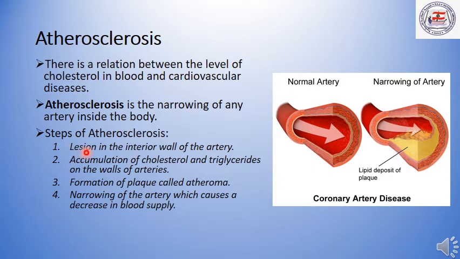First, there's a lesion in the interior wall of the artery. 2. There's an accumulation of cholesterol and triglycerides on the walls of the arteries, as you can see in the picture on the right. 3. There's a formation of a plaque called atheroma. The accumulation leads to the formation of a plaque, and this plaque is called atheroma. 4. Narrowing, which is the last step, is the narrowing of the artery that can cause a decrease in the blood supply for the specific organ that is nourished by the blood reaching through this artery.